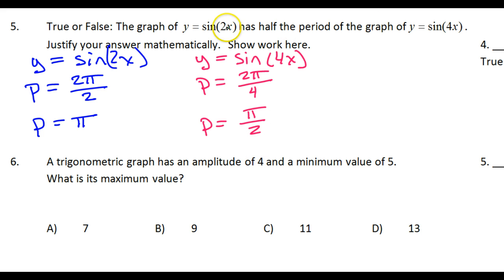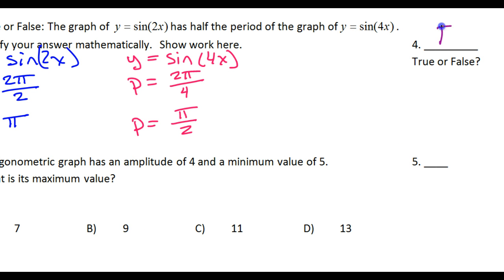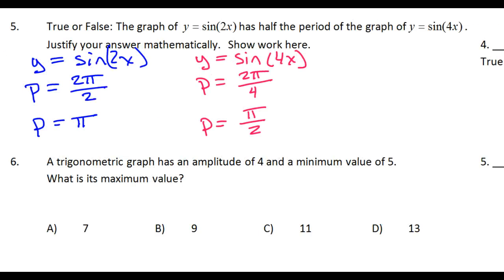So the question is, is the first one half the period of the second one? Well, that is false, because the first one is pi and the second one is half of pi. So the first one is actually double the period of the second one, not half. So that is false. Alright, let's take a look at number 6.